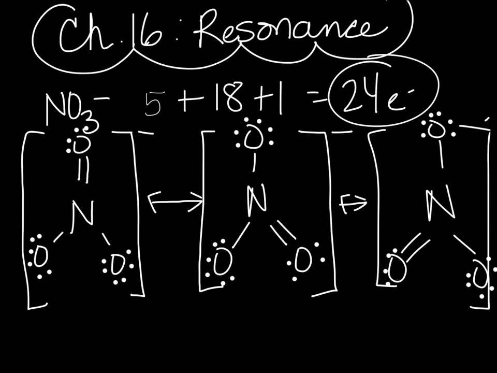Okay, so let's do another example. All right, I want you to draw the Lewis dot structure for HCN. Okay, HCN. Once again, first step, add up the valence electrons. So hydrogen is in group 1. Carbon is in group 4. And nitrogen is in group 5. So when you add this up, this equals 10 electrons.